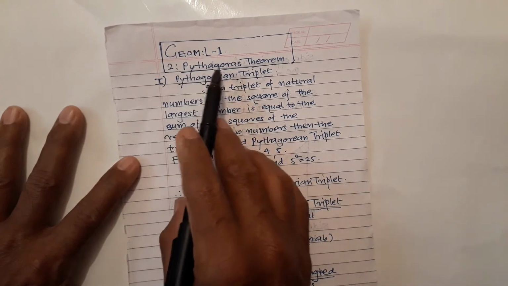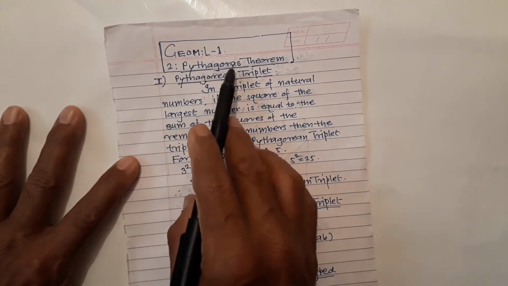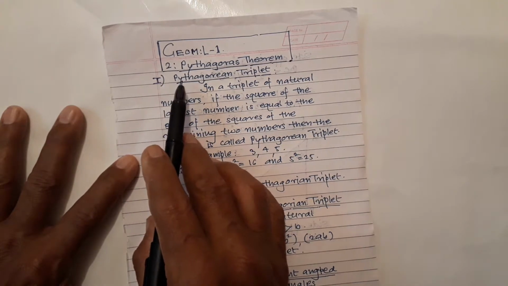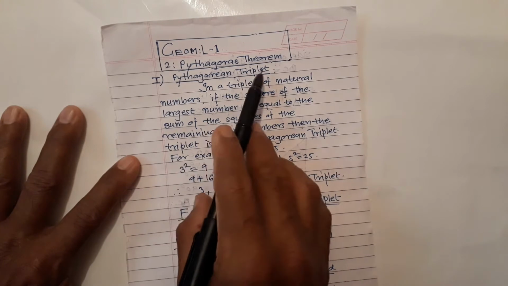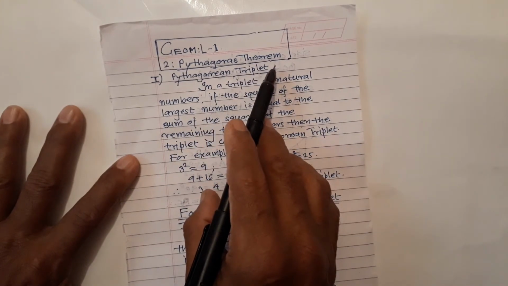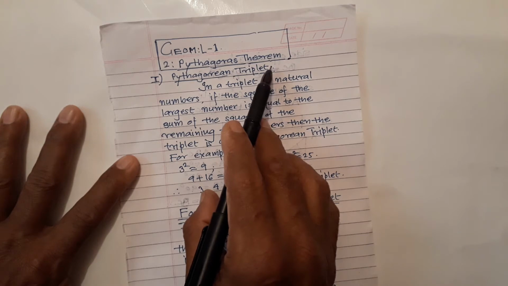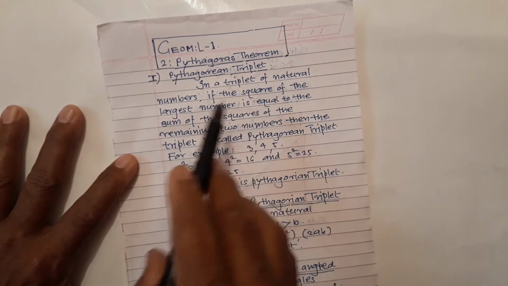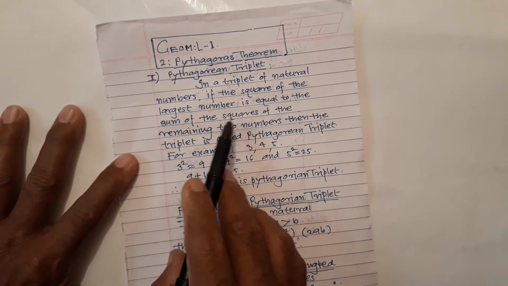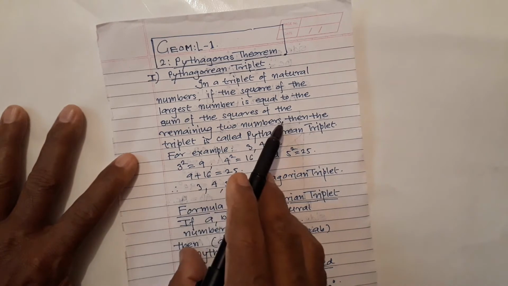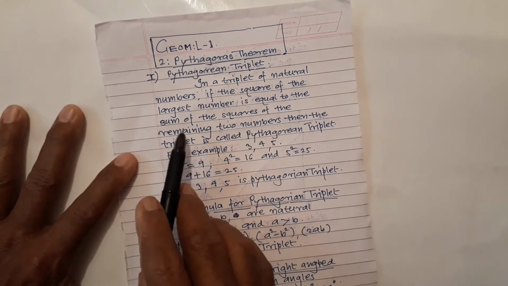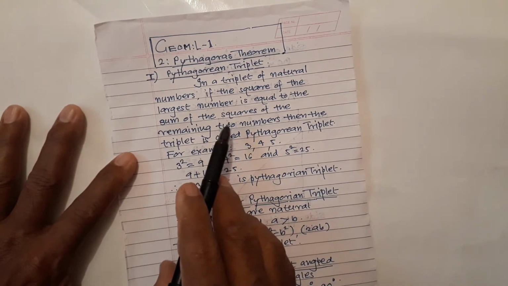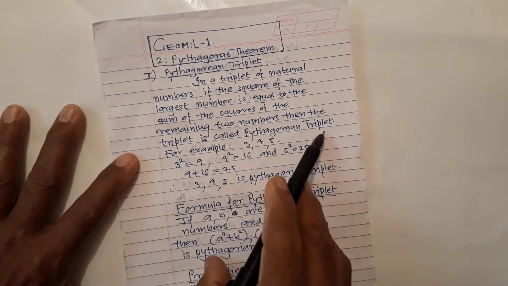Now you know, Pythagoras was a mathematician and he derived some triplets, means a set of three numbers, such that the square of the largest number is equal to the sum of the squares of the remaining two numbers. Okay. Now these three numbers, that means a triplet, a group of three numbers, is called a Pythagorean triplet.